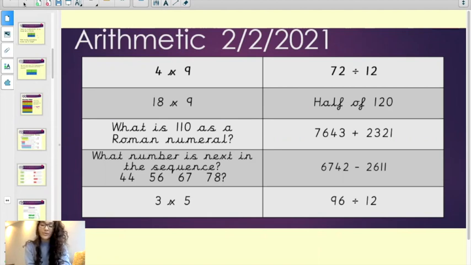7,643 plus 2,321, 6,742, take away 2,611, 96 divided by 12.